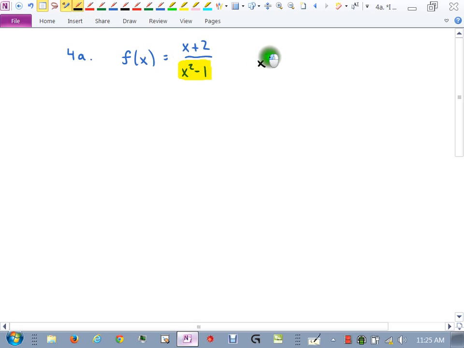So I want to make sure that x squared minus 1 is not equal to 0. I add 1 to both sides. X squared cannot be equal to 1. I take the square root on both sides. Anytime we do that, we have to do plus or minus.